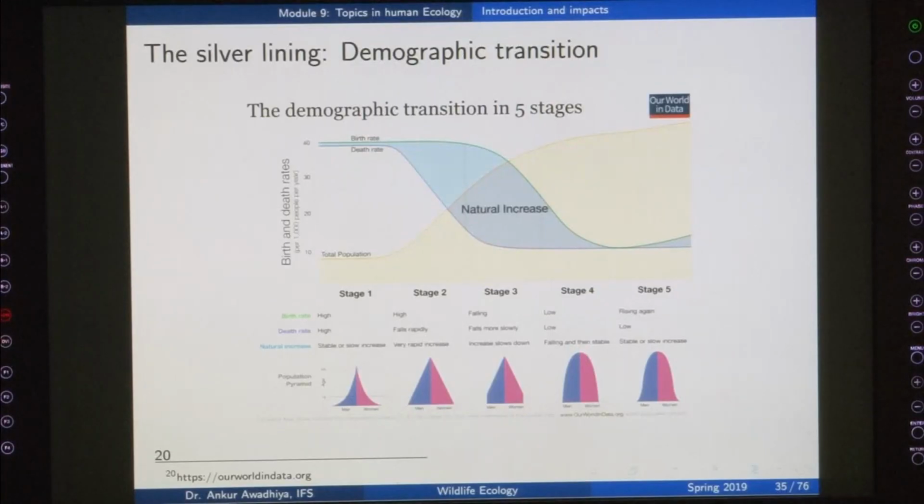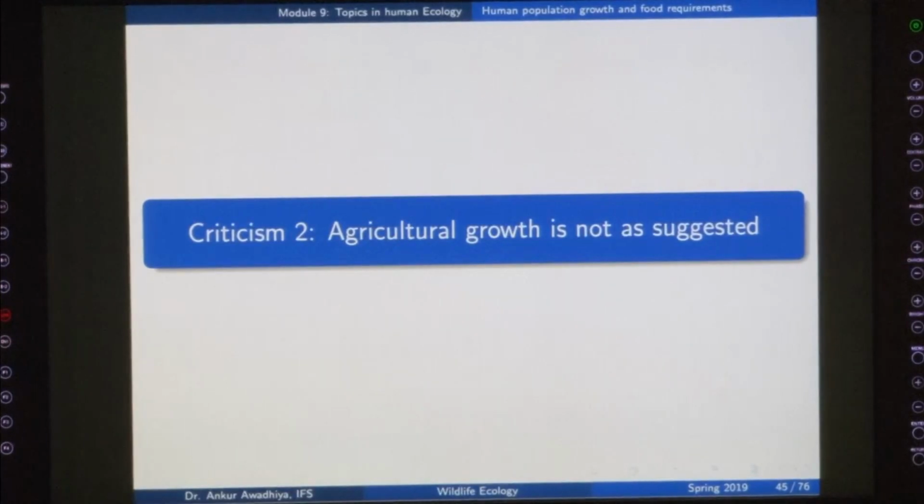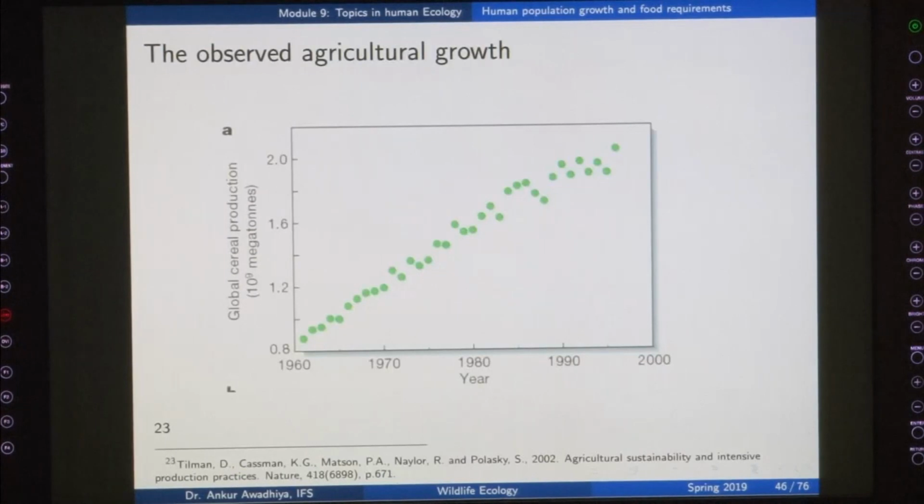So that was the first criticism of Malthus, that what he had projected is not exactly correct, because it also depends on the level of affluence of the society, and on what demographic stage you are in. The second criticism of Malthus is that agricultural growth is not as he had suggested. Malthus had suggested that agricultural growth moves as an arithmetic progression, 1 to 2 to 3 and so on, and that is possible when we are looking at a short period of time.